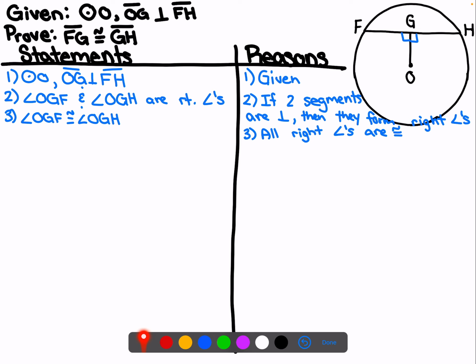Now, the only other given information that we have is circle O. And the only thing that we can do with circles is radii. But I don't see any radii on this circle. And again, a radius goes from the center to the edge. So we're going to actually create some radii.